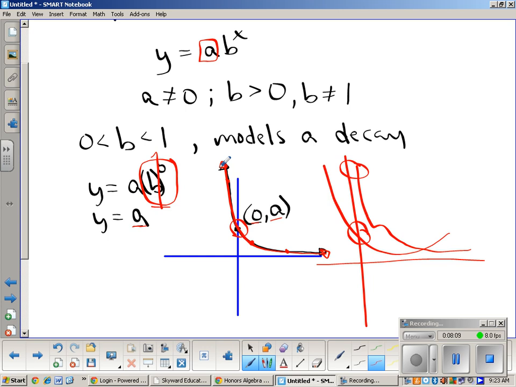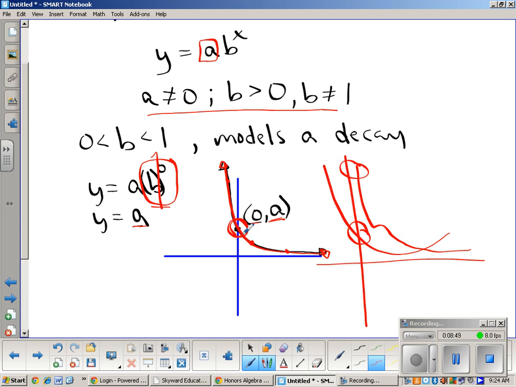Okay? So no matter what numbers I plug in for B, and what numbers I plug in for A, as long as I meet these rules here, I will never get it to touch the x-axis. It'll never happen. Okay? Even if I put 0 in for x, that just helps me find my y-intercept. Okay? If I put a really big negative number in there, that just makes it really small, but it doesn't make it 0. Okay? It can't make it 0.